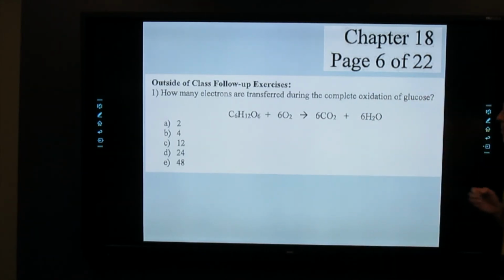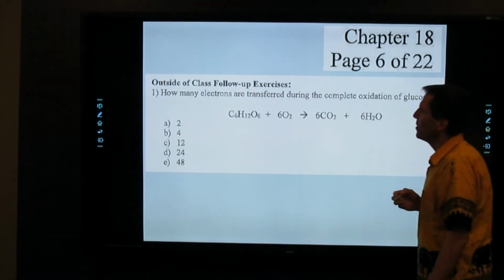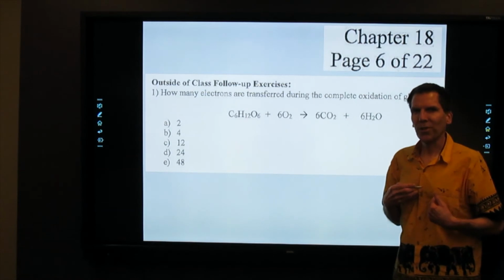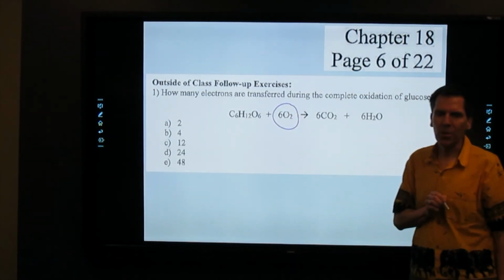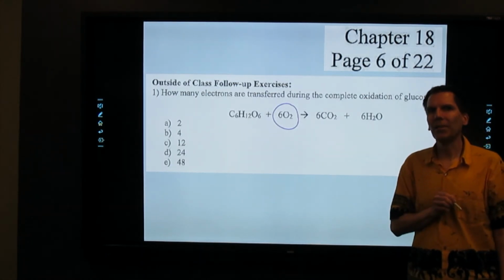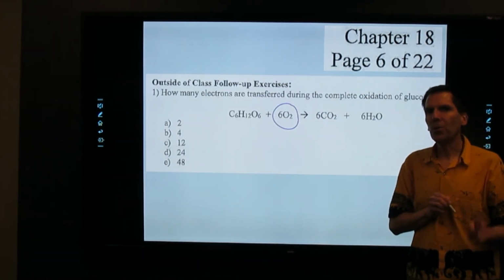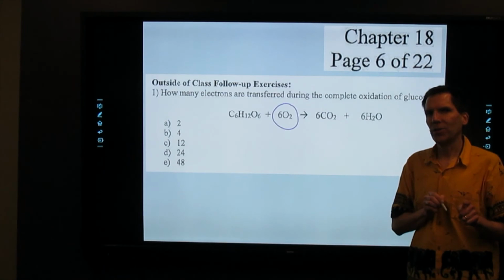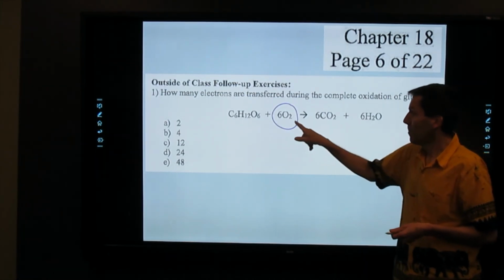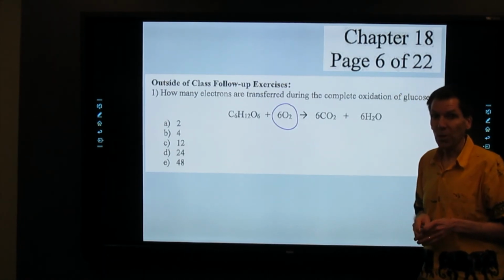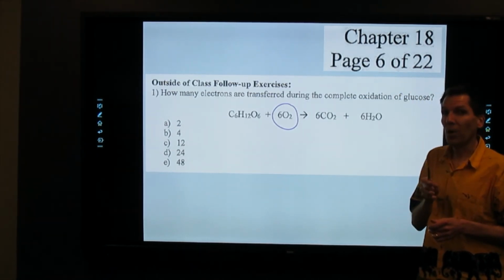Okay, let's get at this number. There are multiple ways to do this. Personally, I would recommend looking at the oxygen because it starts out as an element. And so you know that all 12 of those oxygens have a 0 oxidation state. There are 12 atoms in 6 molecules of O2, so all 12 of those are 0. We know that.